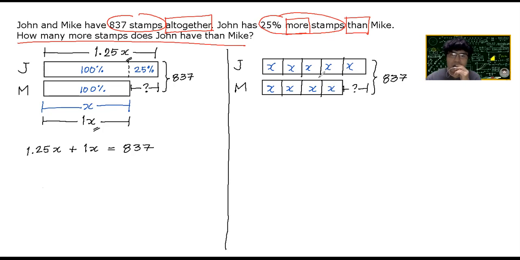Now, how about if you use the fractions? Do not forget that this is 100% and this is 125% also, and this is 0%. Dividing this into 25% parts is still the same.